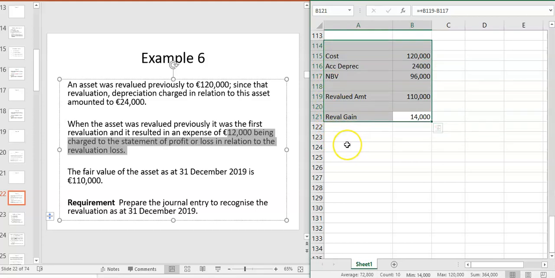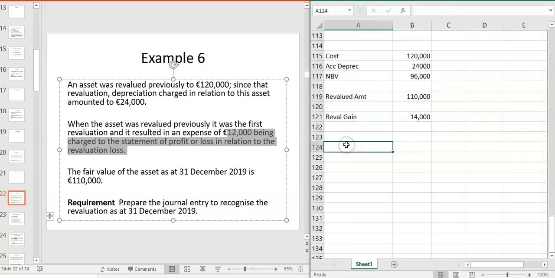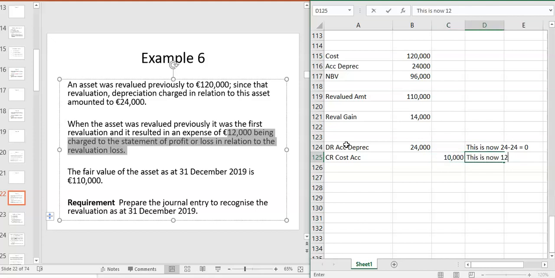So be careful here, there's clear rules. If you have a loss previously, you can reverse that loss first. So we'll do the first normal things. Debit accumulated depreciation, 24. And this is now 24 minus 24, 0. You will, in this case, credit the cost account, 10. This is now 120 minus 110. So 120 minus 10 is 110. You're bringing it down to the revalued amount.